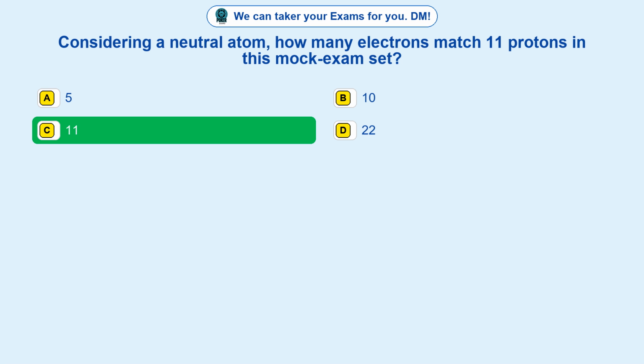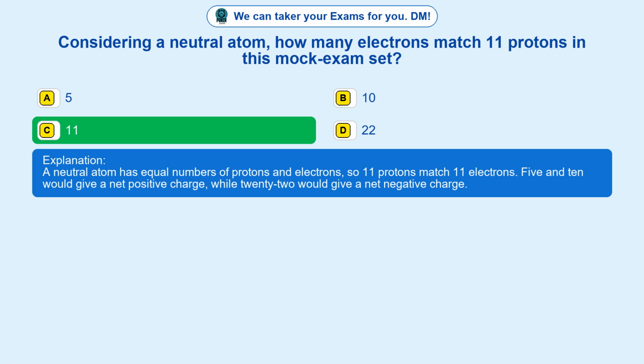11. A neutral atom has equal numbers of protons and electrons, so 11 protons match 11 electrons. 5 and 10 would give a net positive charge, while 22 would give a net negative charge.